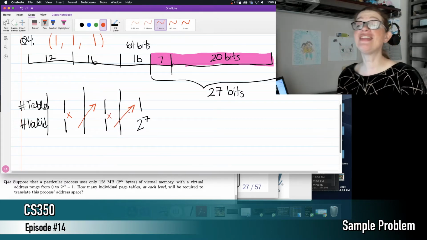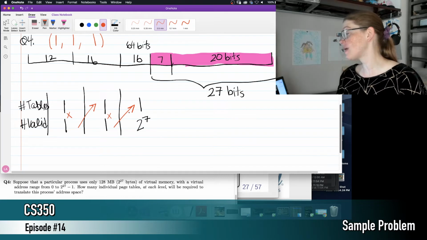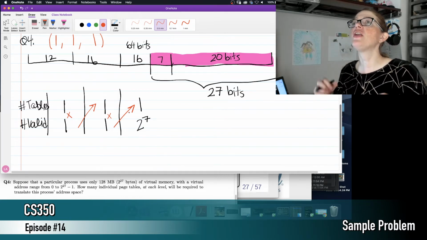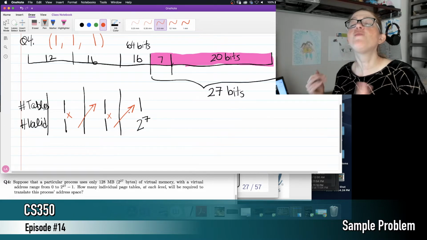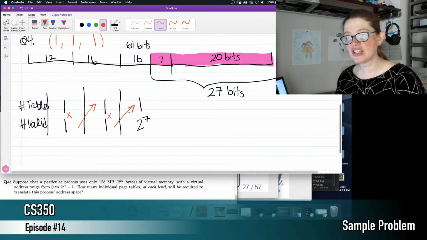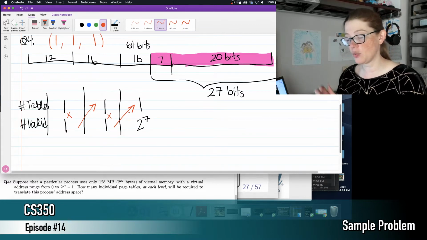So try to repeat this, but instead of having an address space with 27 bits used, why don't you try one with, say, 51 bits and see if you can figure out how many tables would exist at each level and how many valid entries there would be.